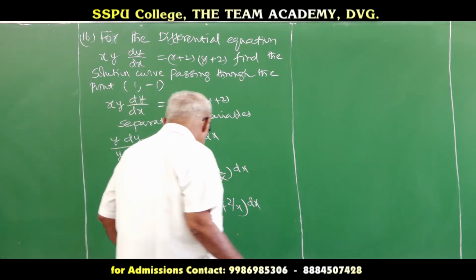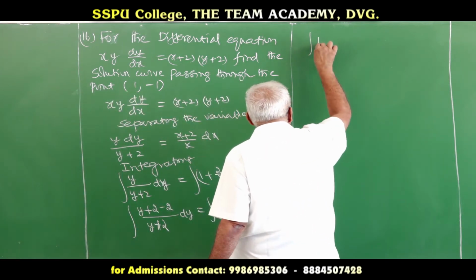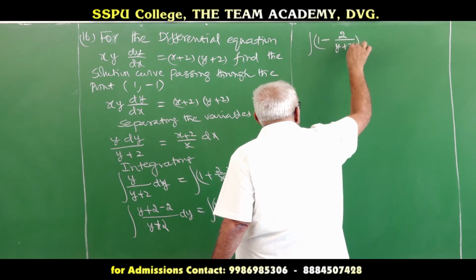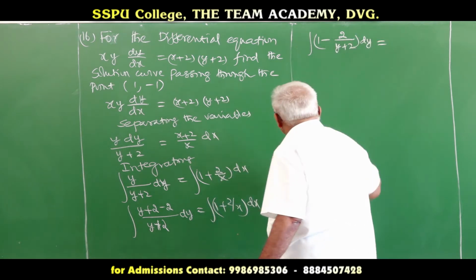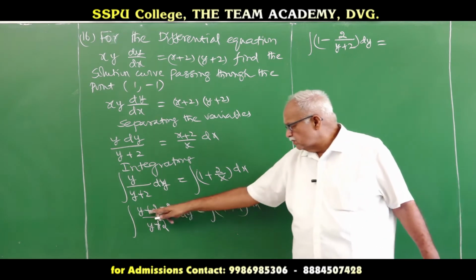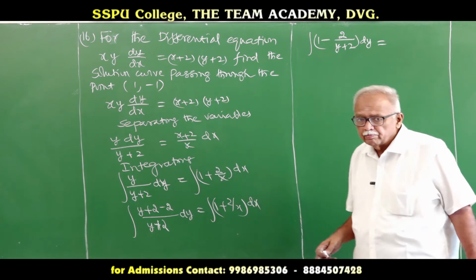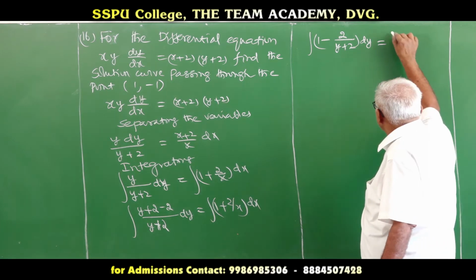Now, y plus 2 minus 2 divided by y plus 2, we can write it as 1 minus 2 by y plus 2 into dy. So, y plus 2 divided by y plus 2 is 1, minus 2 by y plus 2. This is how we have to integrate that.